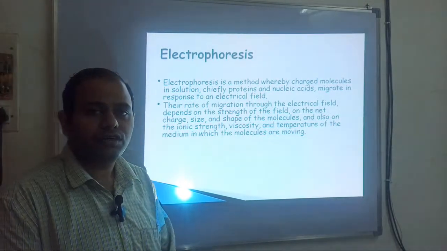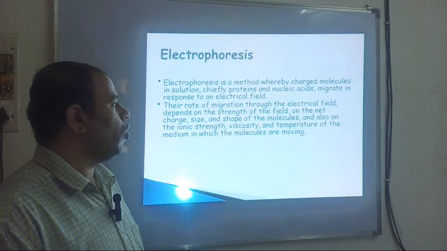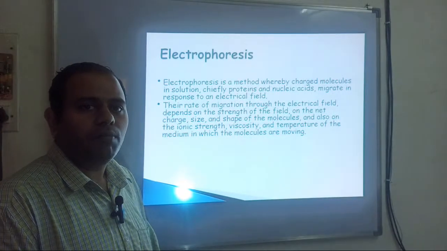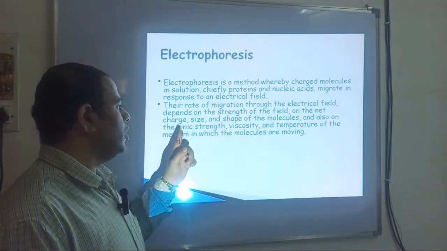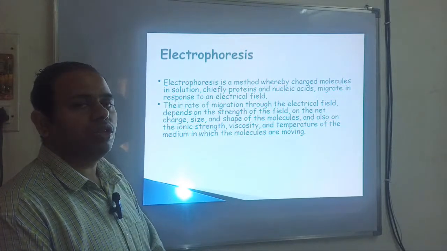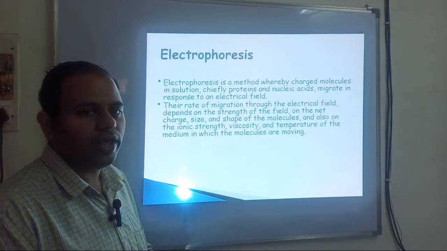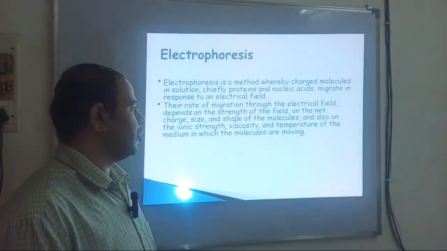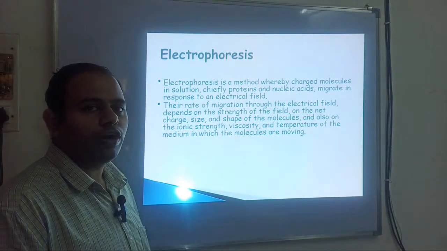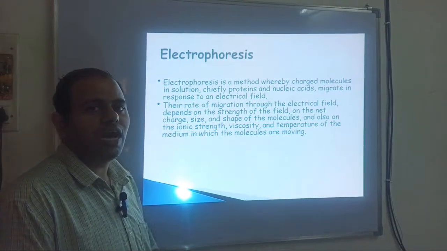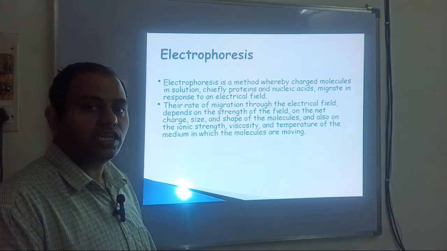The rate of migration, or the speed of migration, in electrophoresis is dependent on the electric field that you are applying. The more the electric field, the faster the movement of the charge. Plus, it also depends on the size and shape of the molecule. If the molecules are larger in size, they will lag behind or move slowly, and if the molecular size is smaller, it will move faster. It also depends on the viscosity of the buffer that we are using. In electrophoresis, there is an electrophoretic buffer in which the movement of charge is happening, so the ionic strength, the viscosity and the temperature of the medium in which the electrophoresis is done are also very important here.